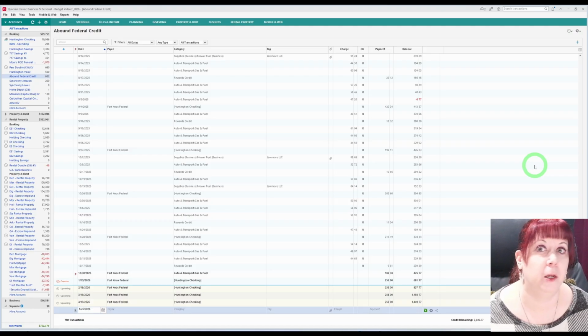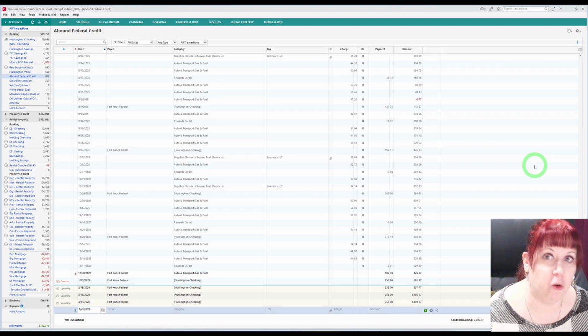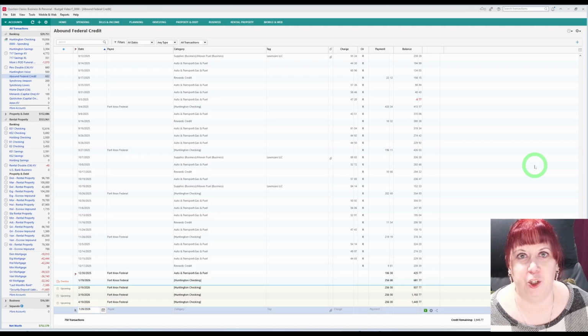Most of the time, you don't need to rebuild anything. You're usually not dealing with a broken budget. You're dealing with what the budget is being asked to count. So the goal here isn't to start over, it's to make sure the budget is focused on the right things.